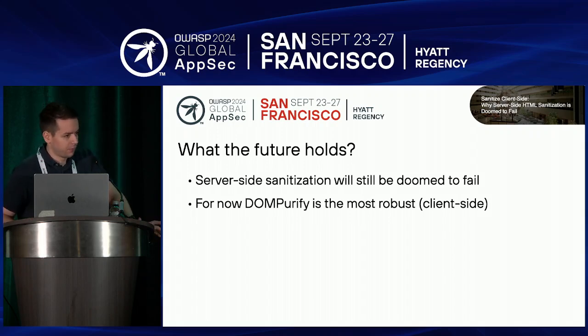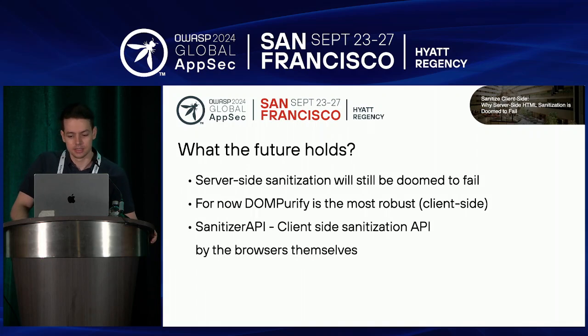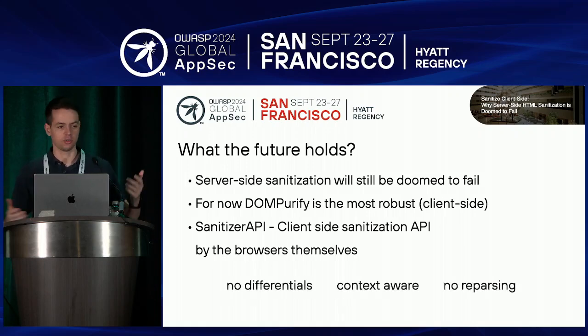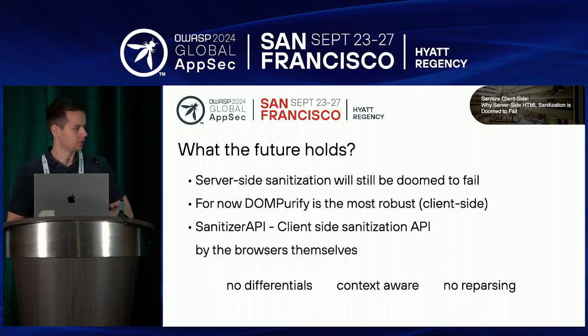But for the bright future, there is an initiative called the Sanitizer API. This is a client-side sanitization API built by the browsers themselves. If it's built by the browsers themselves, it means that it has no differential, it's context-aware, no parsing, and many other features that hopefully will make it immune to bypasses. At the moment, it's under a feature flag in Firefox, and in Chrome, it's still under development. So I hope the future is bright.